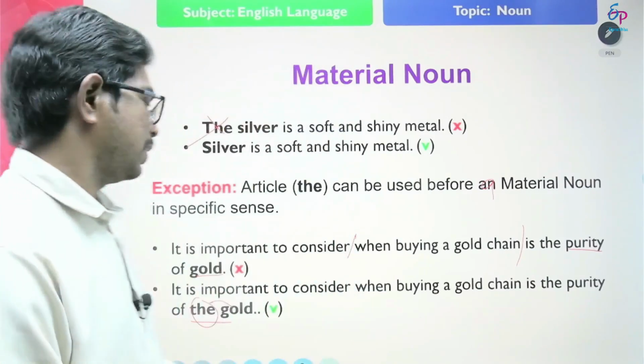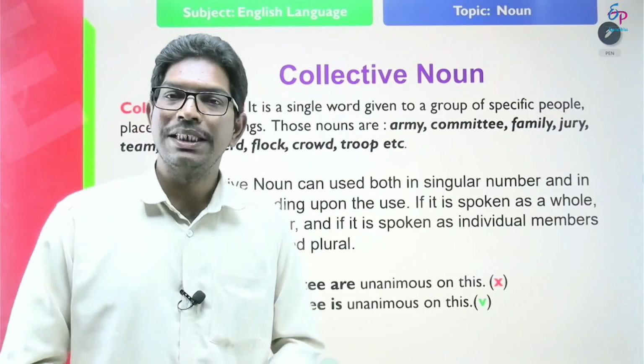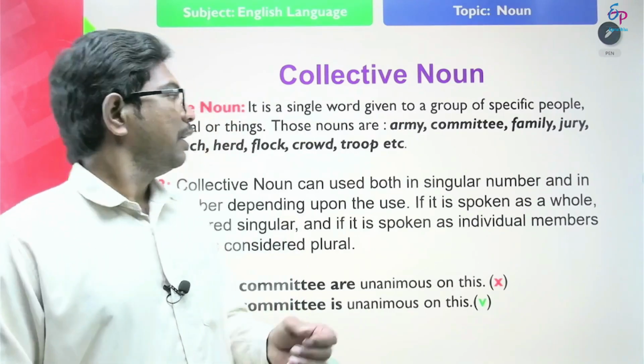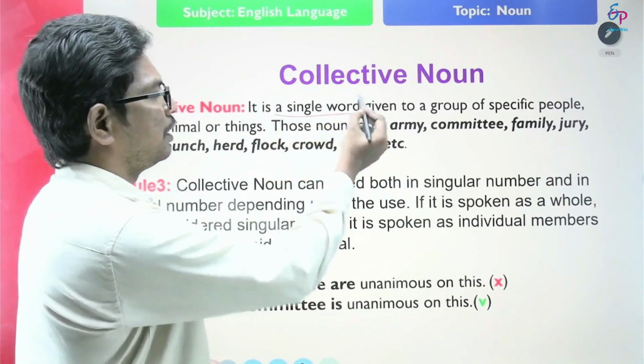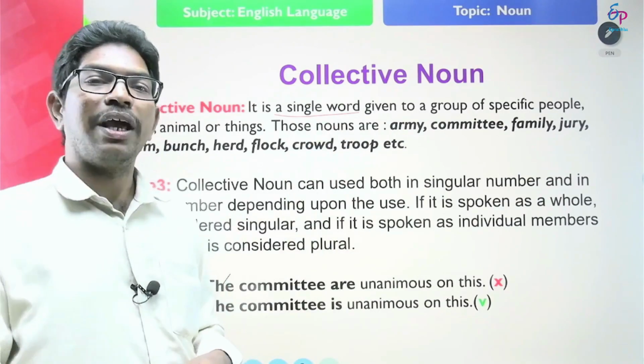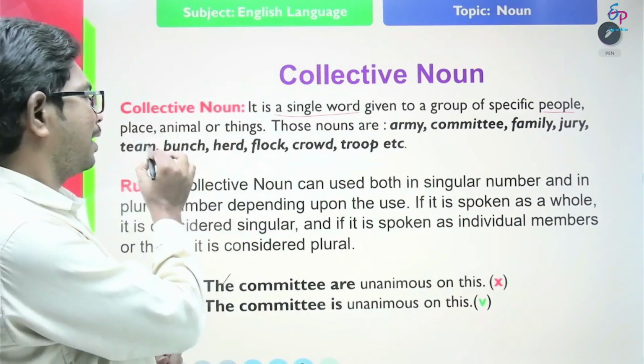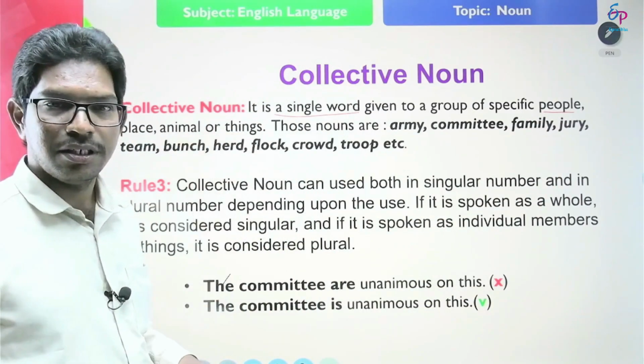So next we'll discuss collective noun. What is collective noun? It is a single word. What is a collective noun? It is a single word given to a group of specific people, places, animals or things.